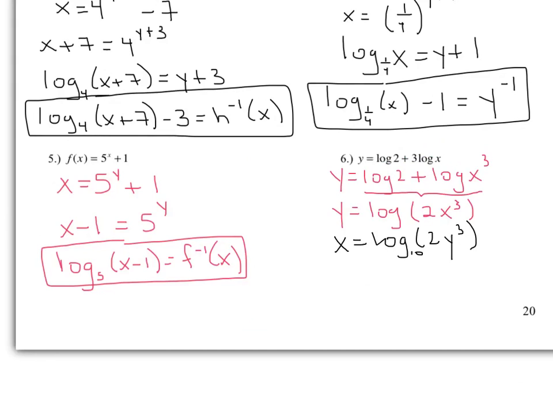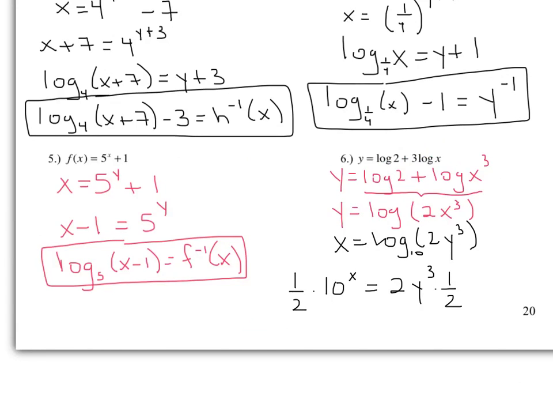So now at this point the log is isolated, so I'm going to rewrite it as an exponential function. So it would be 10 to the x is equal to 2y cubed. So to solve this for y, which is, remember, our next step, typically you would want to divide by 2. I would just give you a word of caution not to divide by 2. I think it's a little bit easier if you multiply by 1/2.